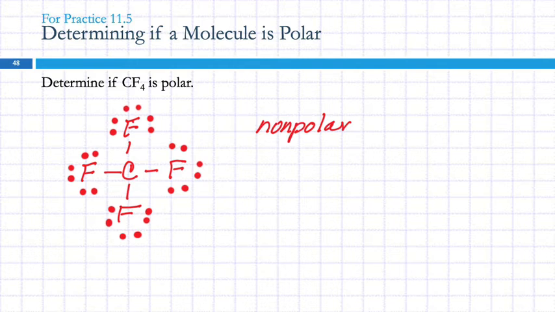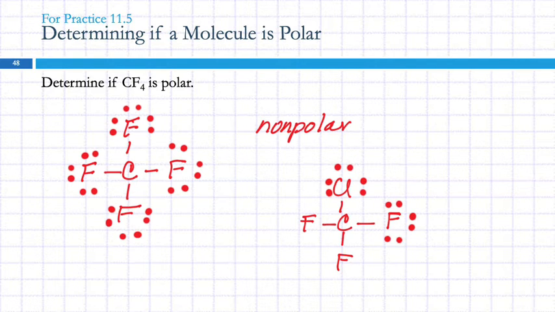Okay? So what if one of these was a chlorine? Are there lone pairs on the central atom? No. Are all the atoms bonded to the central atom the same? No. This is lopsided. This is going to be polar.